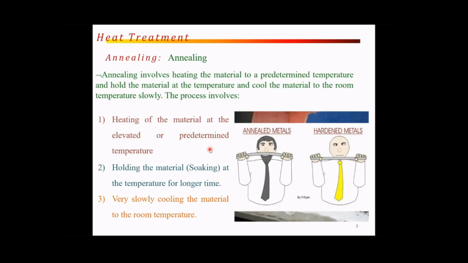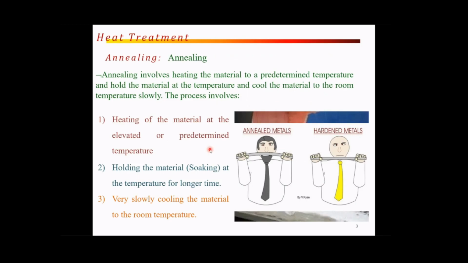In annealing, we heat the material in the furnace itself, and cooling is done first in the furnace itself. Secondarily, the cooling is done outside of the furnace, in the open atmosphere, that is open air cooling. So the material is heated to the predetermined temperature, held at that temperature for a longer time, then very slowly cooled to room temperature.